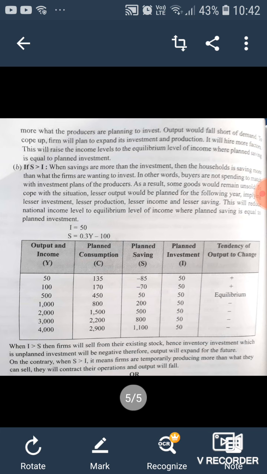What happens when savings are more than investment? Business houses are investing, but households are saving more and they are planning to buy less. So goods will remain unsold. In this situation, what will be done? Less investment will be there then. Lesser income, lesser saving. National income will be reduced here because unsold stock is there, so producers will produce and manufacture less and everything will be less. Okay, so this will reduce the national income to the equilibrium level of income. They will come towards the equilibrium level.